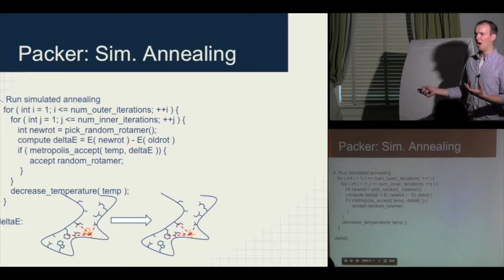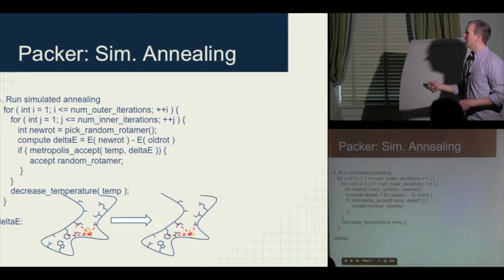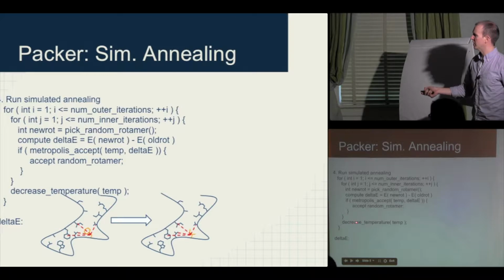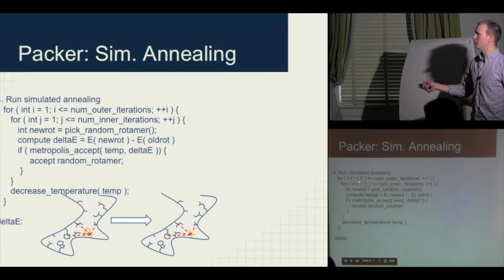So we have an outer for loop. We're going to iterate over the number of outer iterations in this outer for loop. And then in an inner for loop, we're going to iterate over the number of inner iterations. At the end of the inner loop, we're going to change the temperature of the system that we operate at. But while we're in this inner loop, we're at a fixed temperature. So what happens in here? For each iteration through this loop, we pick some random rotamer from the set of rotamers that we have available. And then we compute the change in energy induced by putting the new rotamer at the position that it corresponds to.